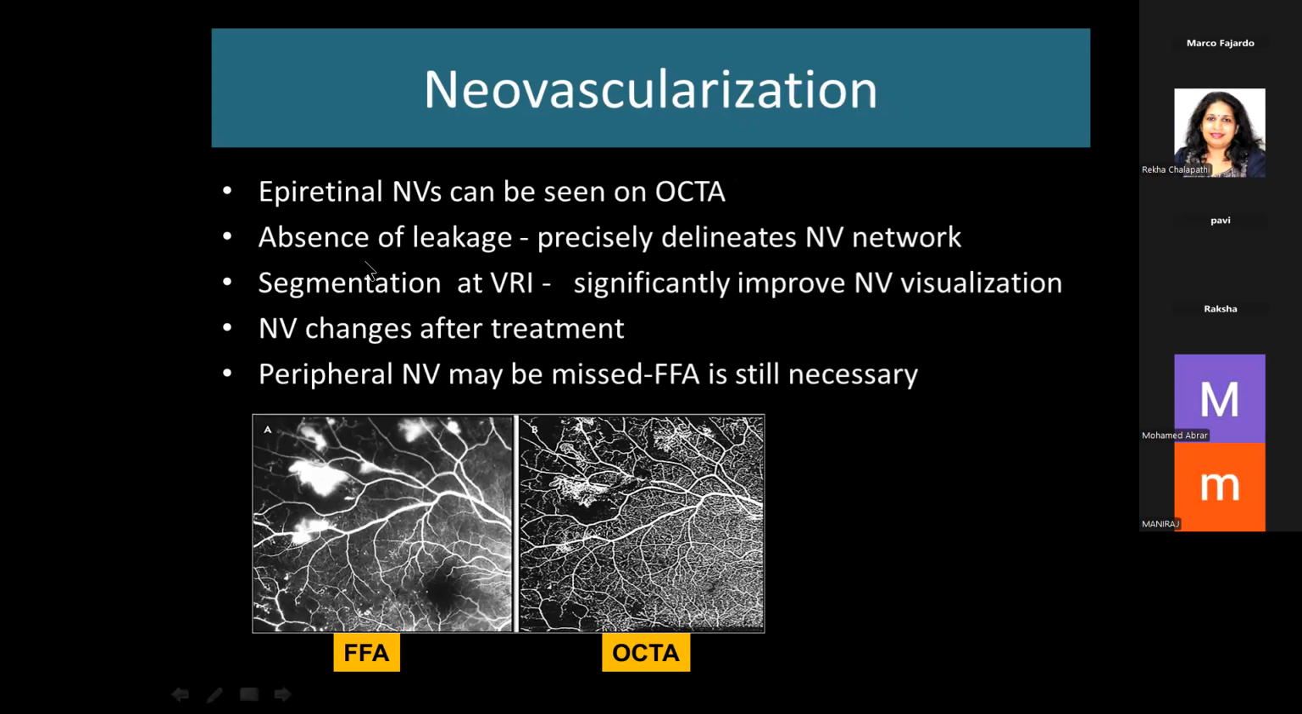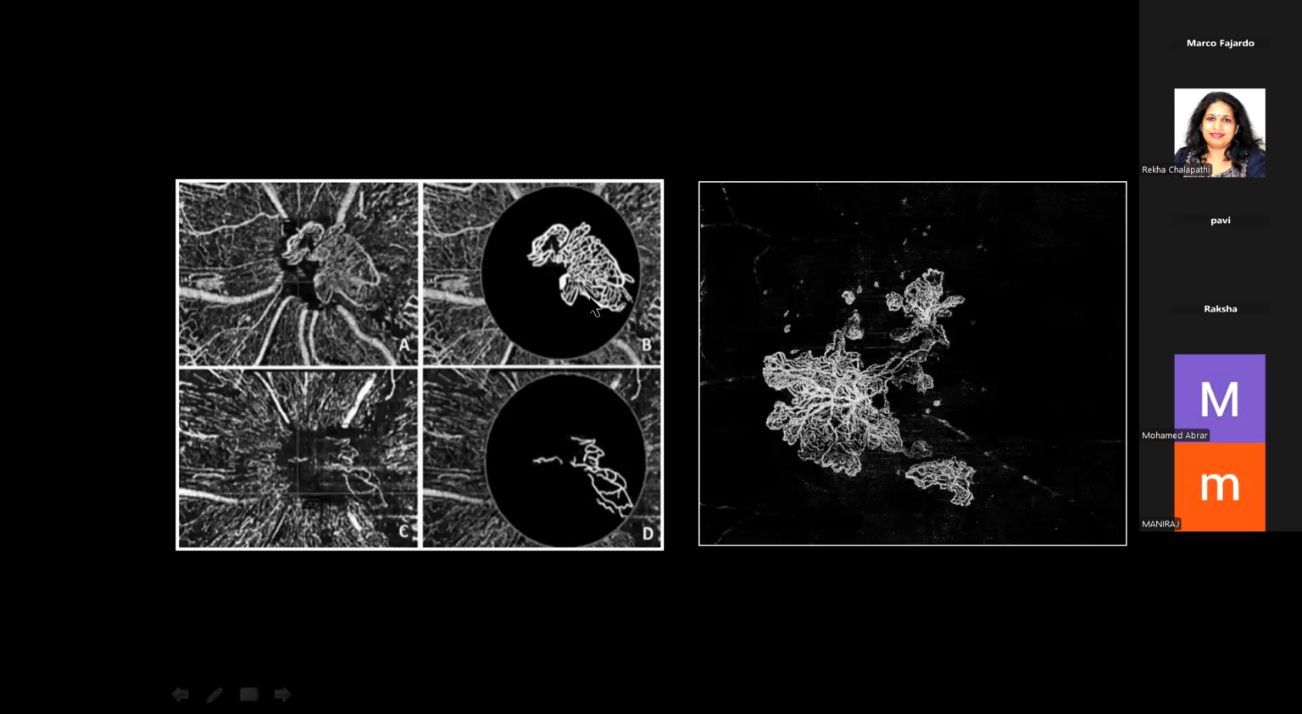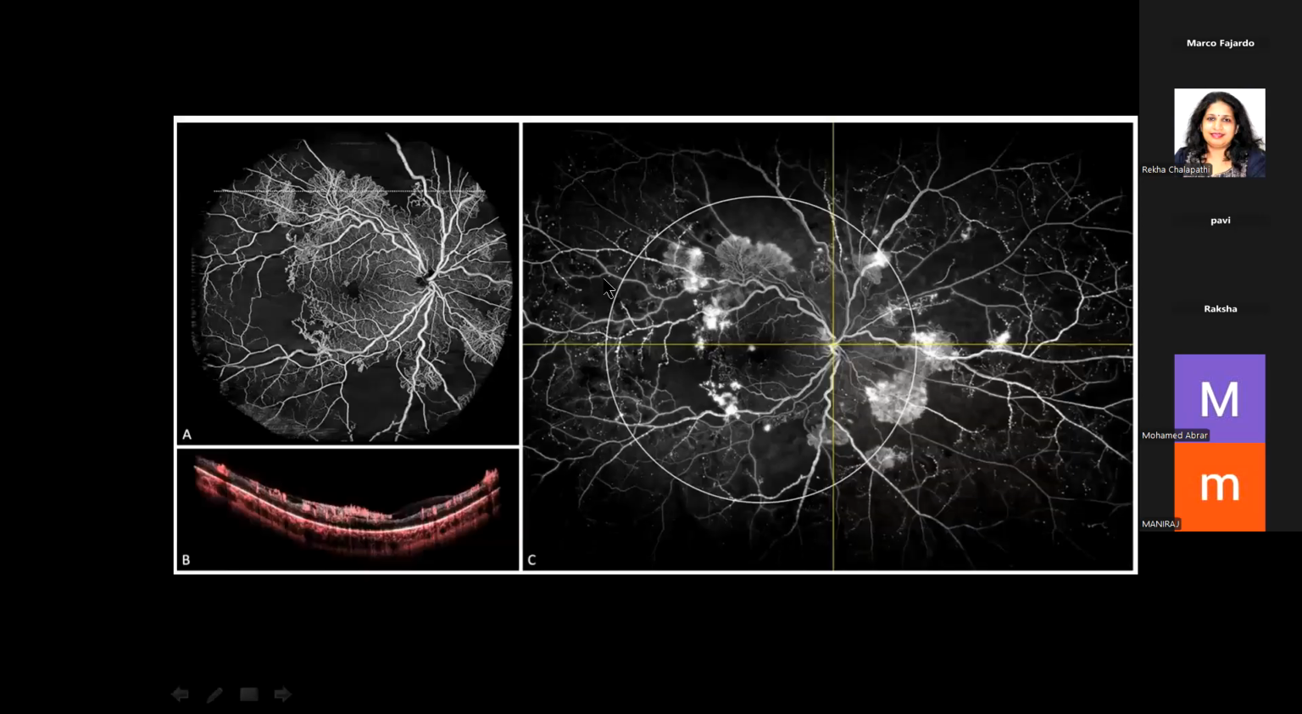You can clearly see this is a normal full thickness retinal slab. This is NVD, which is taken at the level of the vitreoretinal interface. See how well you can highlight this optic disc neovascularization, NVD. This is pre-treatment, this is post-treatment. There is a regression of NVD. Similarly, NVE, which has been highlighted at the level of the vitreoretinal interface, you can see a clear-cut network of the neovascularization elsewhere. One thing is the FA sometimes carries an advantage over the wide field OCTA.